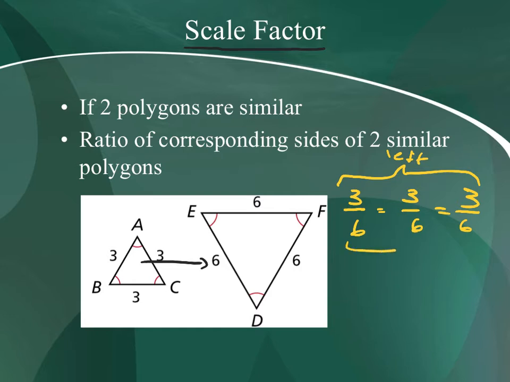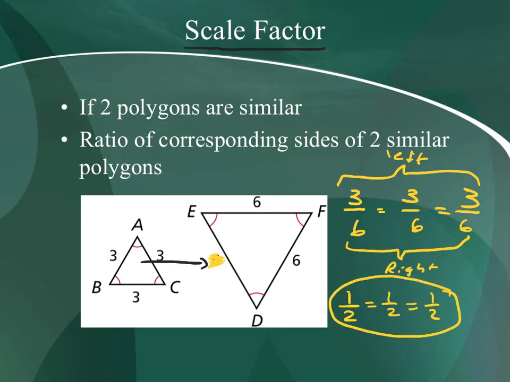Or if I were to reduce that, these on the right or on the denominator, I would get 1/2, 1/2, and 1/2. What this means is that every side on the first triangle is 1/2 the size of the sides on the right triangle. So if I know the scale factor, and let's say that, like I told you, what if I told you the scale factor was 1/2 and you didn't know any of the numbers?